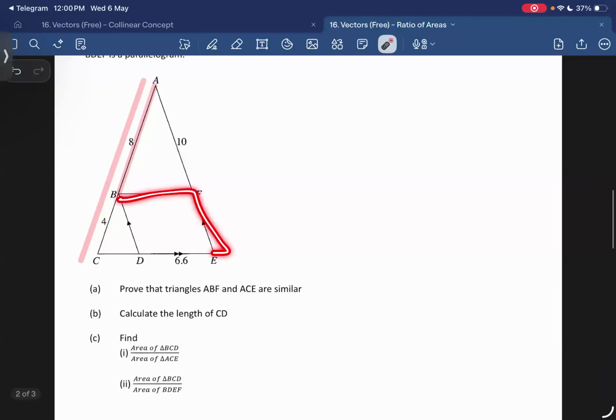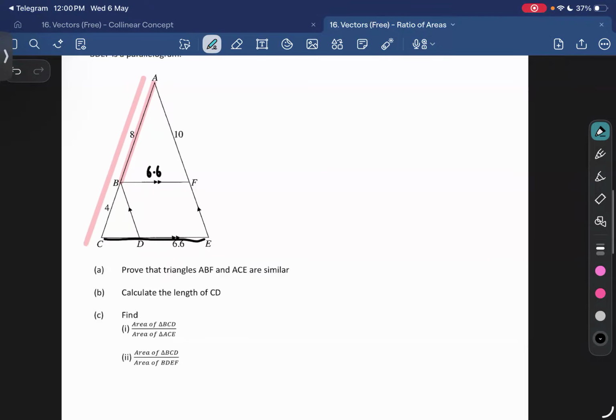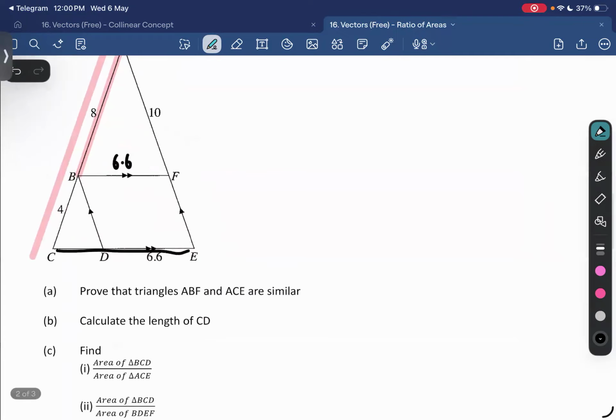Because this is a parallelogram, we know that this is also 6.6. Then I want to find CD, but I must find the whole thing first, correct or not? So how do I do that? I'll fast forward; I don't think you all have a problem with this.